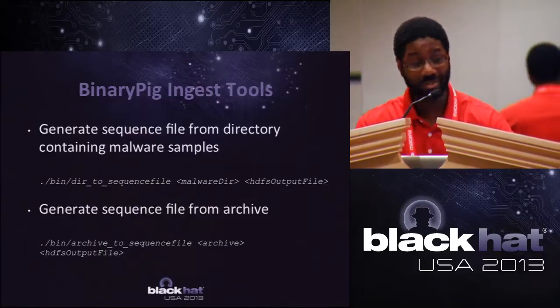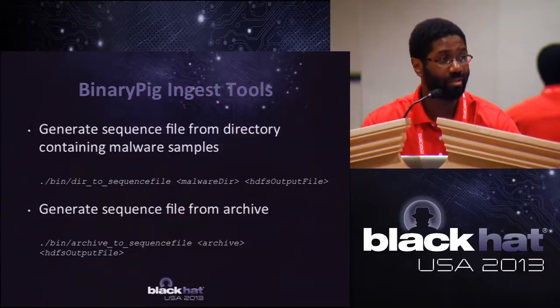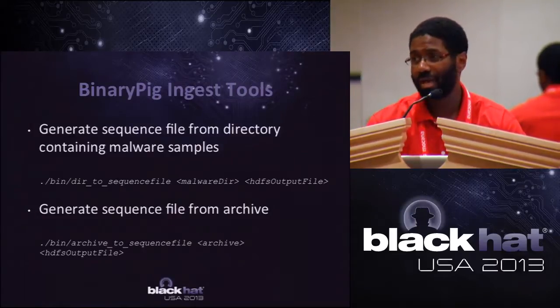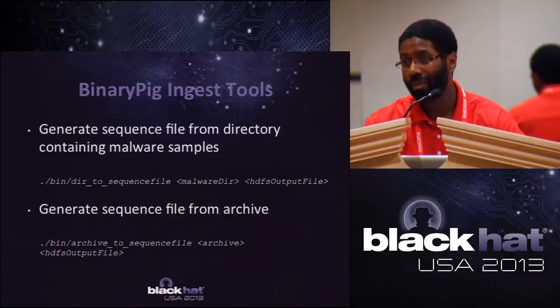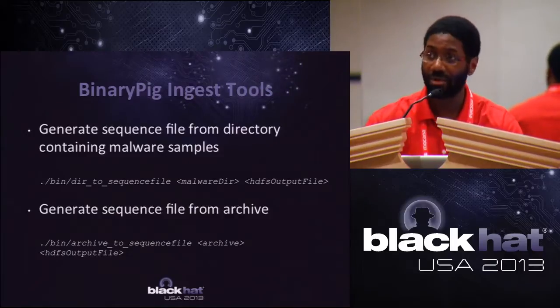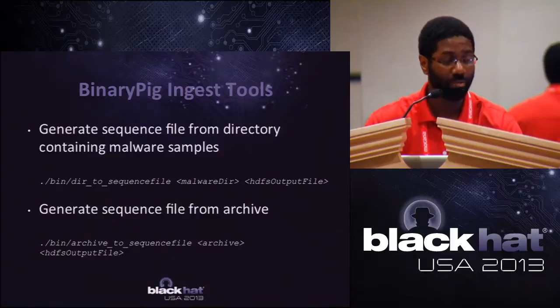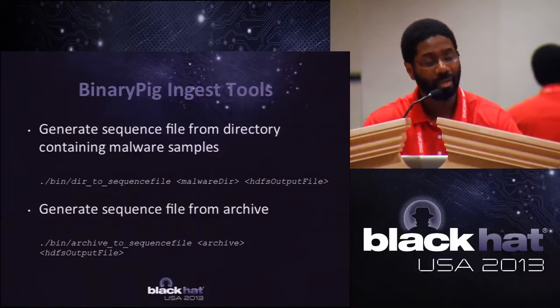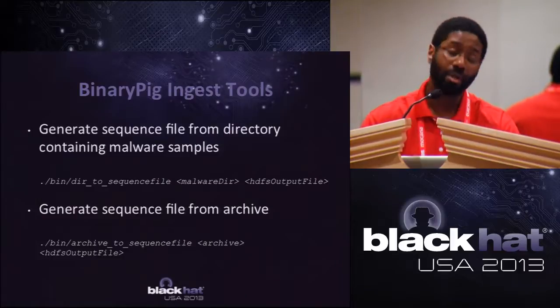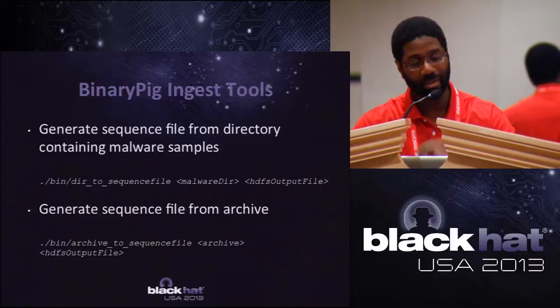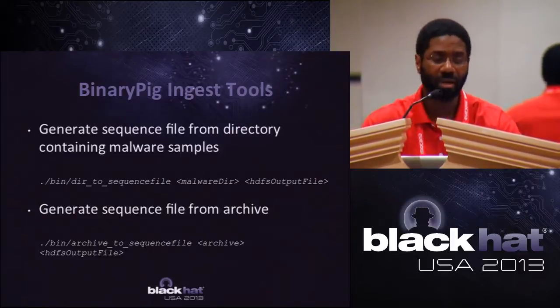All right, so the first thing you want to do, like we said before, is create the sequence file. We have a couple of scripts. We assume you already have a malware zoo somewhere, either on disk or in an archive. We have two convenient scripts that will take your archive or your subdirectory, generate that sequence file, and copy it up to HDFS.